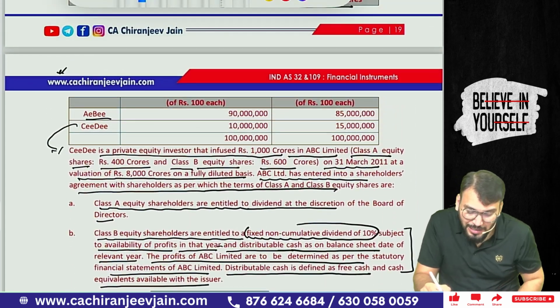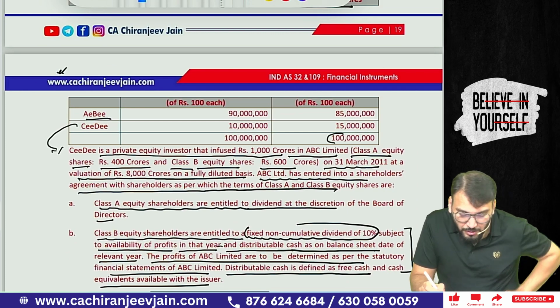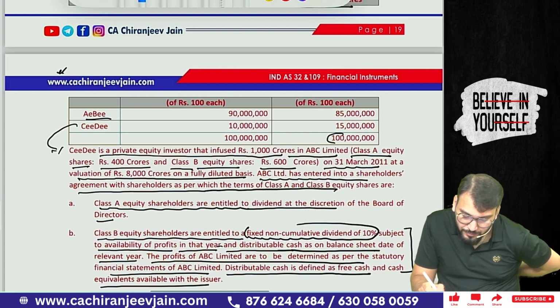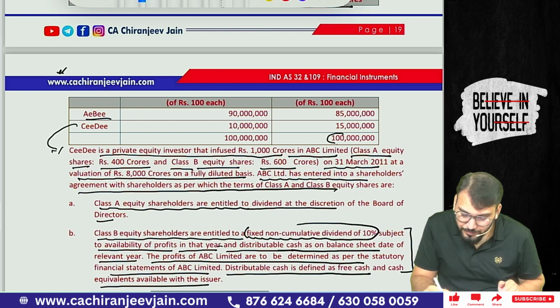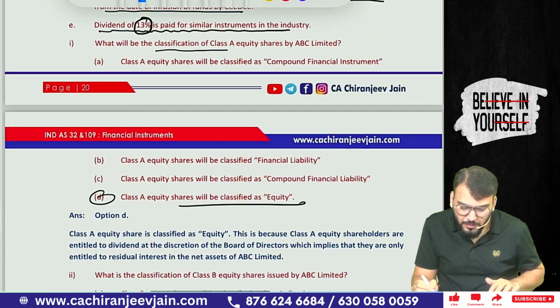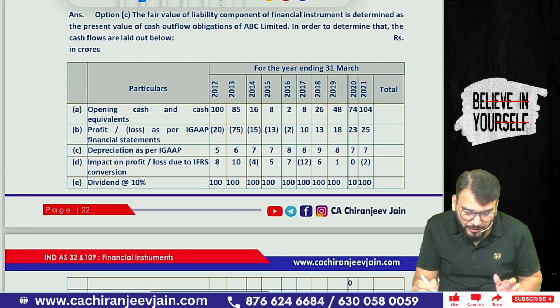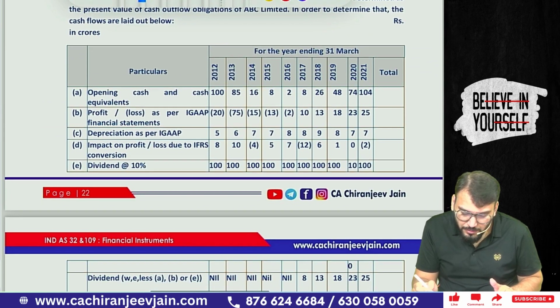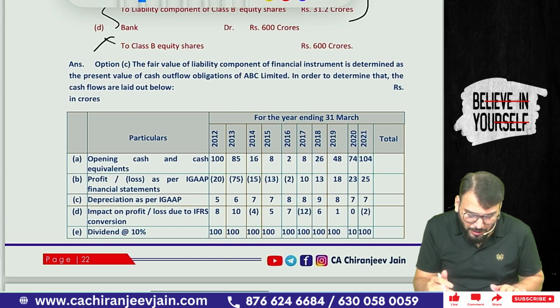Class B. So Class B is what this? Yes or no? Okay. Of rupees 100, I think they have calculated per share 100. Okay, sir. But leave it, I'm explaining.